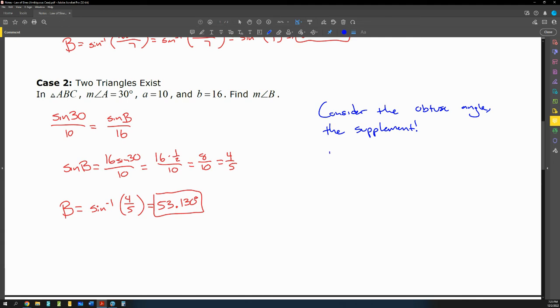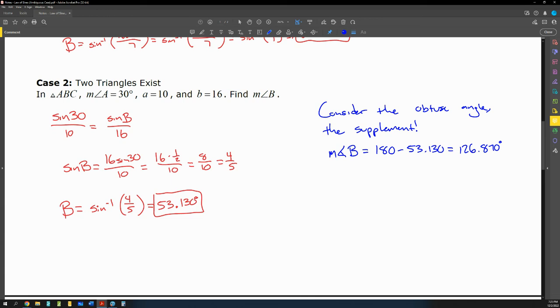So the supplement here, if we say the measure of angle B, this would be equal to the supplement, or 180 minus 53.130, which is equal to 126.870. Okay? So now, does 126.870 give us an actual triangle here?